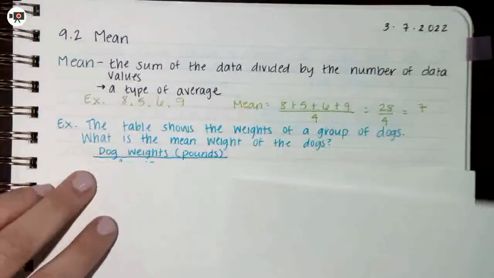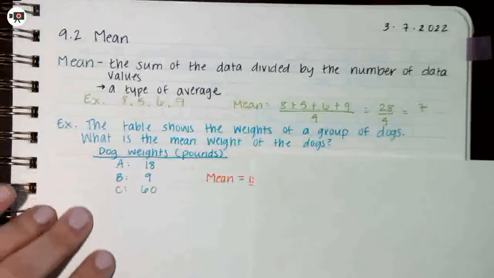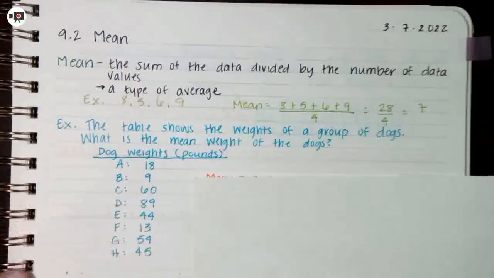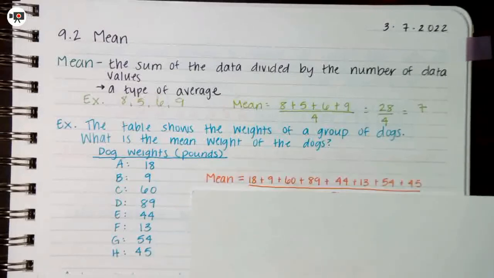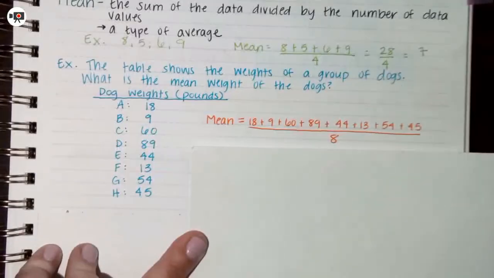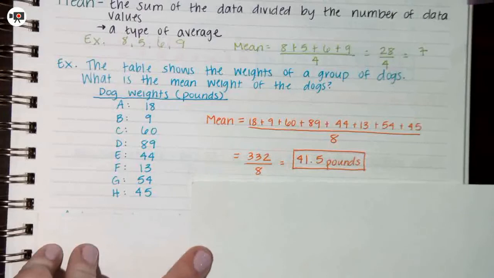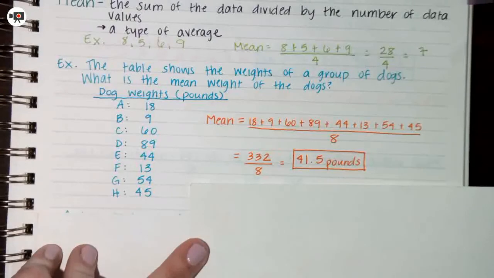So the table shows the weights of a group of dogs, and we are going to find the mean weight of those dogs. So I have all of these weights here, and the mean is going to be adding all of those up and dividing by how many there are. And there's 8 dogs listed. So that is dividing by 8. Then you'll get 332 divided by 8, which is 41.5.